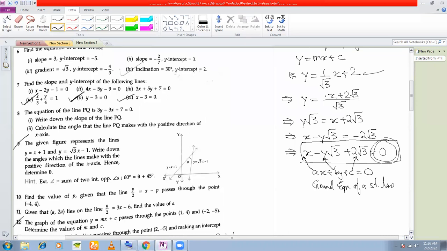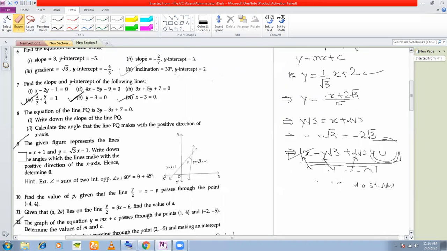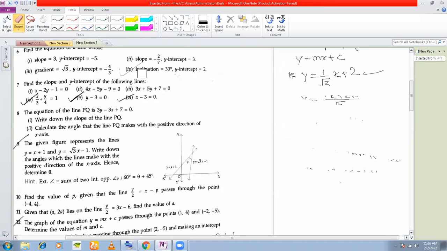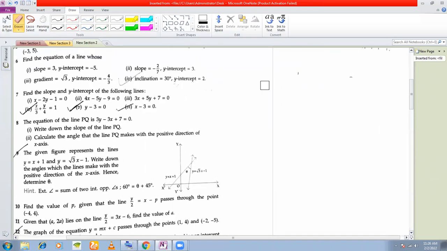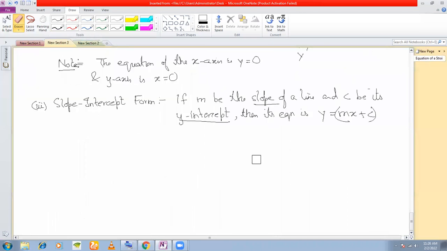Okay, general equation of a straight line, this form. That is why we normally express the equation of a straight line by making the right hand side 0. Once this is done, let's see the next standard form of equation of a straight line, and that form is point slope form, another important form.